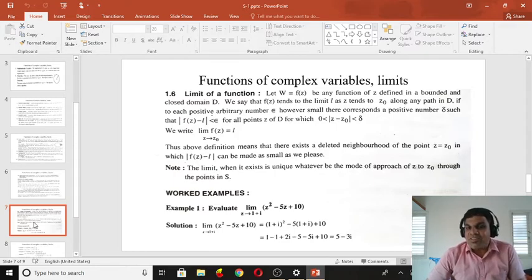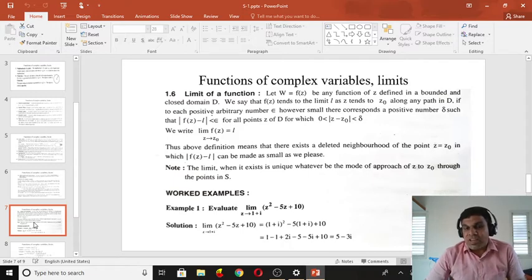As z tends to z naught along any path in D, if for each positive arbitrary number epsilon, however small, there is a corresponding positive number delta, such that mod f of z minus L is made very small for all points z of D for which 0 less than mod z minus z naught less than delta. This is the limit of the complex variable.